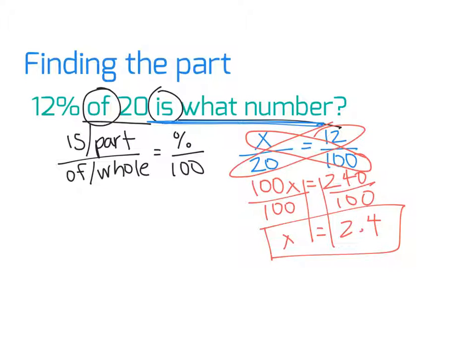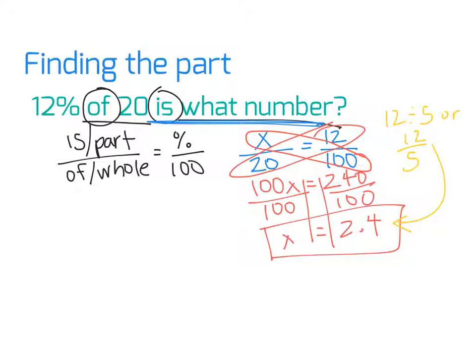Another possible way you could think about this is that 100 divided by 5 equals 20. So you could have done 12 divided by 5, or you can write it as a fraction, 12 over 5, and you would have gotten the same answer.